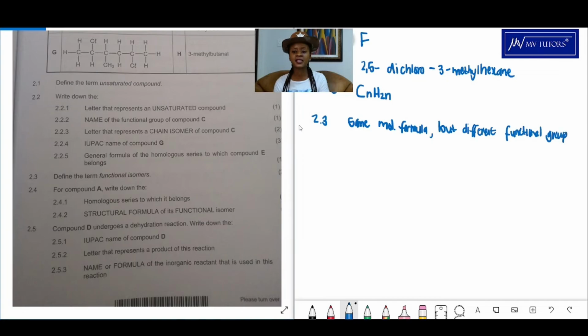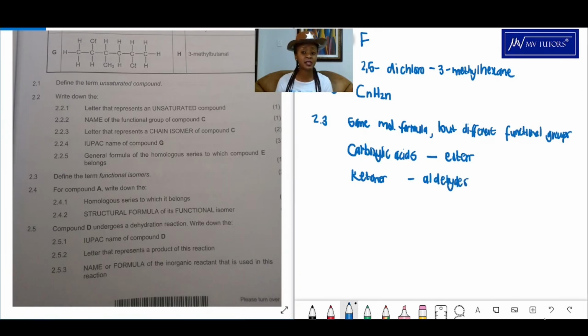And the two that I know: carboxylic acids are functional isomers of esters, and, like I've been saying, ketones are functional isomers of aldehydes. Those are the two functional isomers that I'm aware of. All right, and then 2.4, they didn't ask us for examples, they just wanted the definition. I was just going a little bit extra.